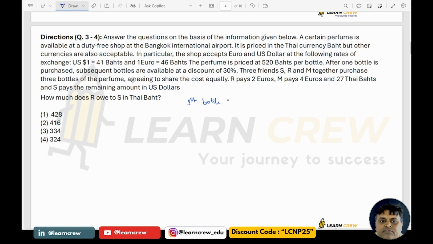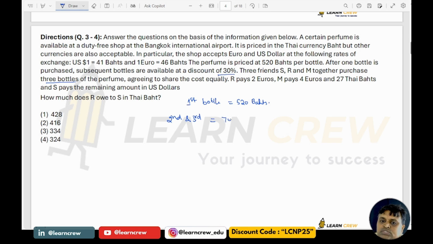The price of the first bottle is given as 520 bahts. Right? Now, after the first bottle, how many bottles have they bought in total? Three friends together purchased 3 bottles. That means the first bottle is 520, and for the second and third bottles there is a discount of how much?